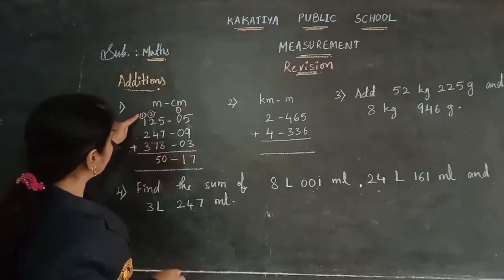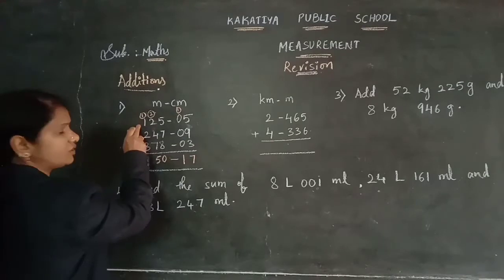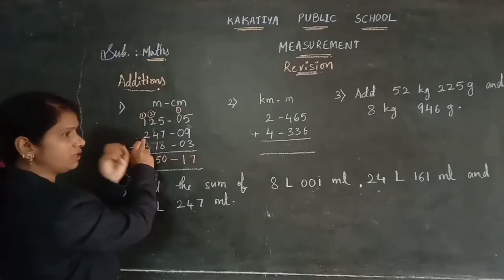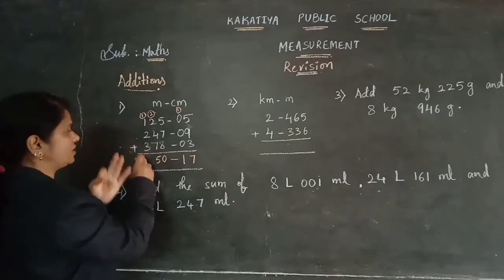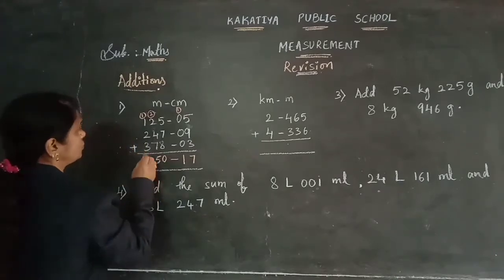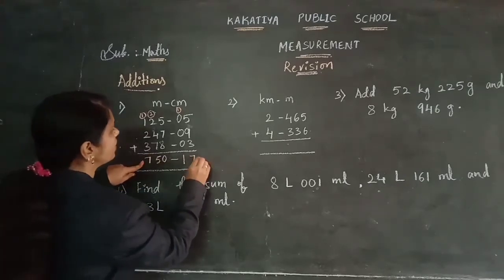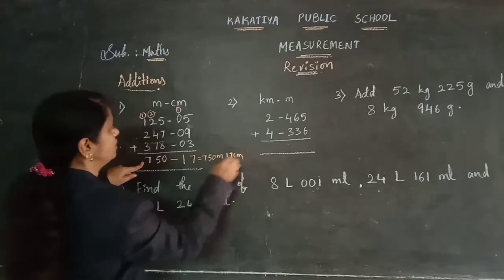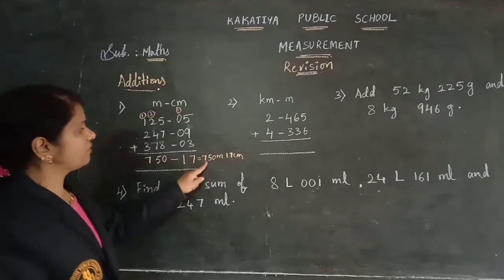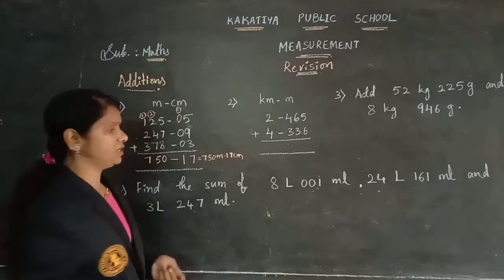Now let's add here 1 plus 1, 2. 2 plus 2, next 2: 3, 4. So 4 after next 3: 5, 6, 7. So 7 I am taking here. So what will be the answer here? 715 meters, 17 centimeters. Answer of this question is 715 meters, 17 centimeters.